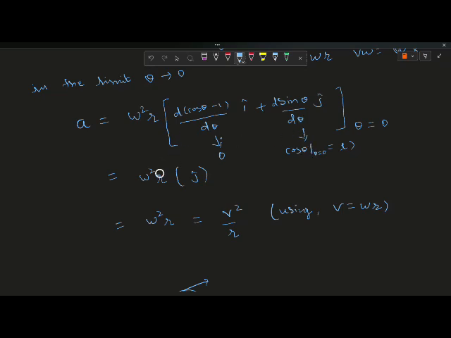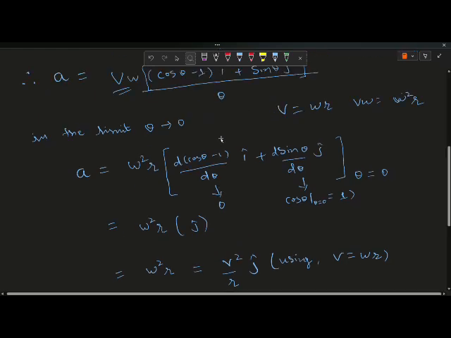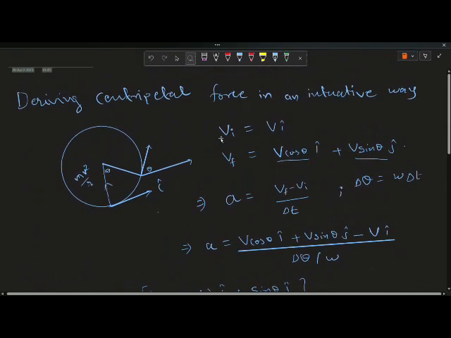So what we are left with is A is equal to omega square r, and again using the formula V is equal to omega r, we can say that acceleration is V square by r. And by the way, in what direction? Since this component vanishes and we are left with this component, because this tends to 1, we are left with j. So your acceleration is actually V square by r j cap. It is not i cap. It is not some random direction. It is specifically j cap.